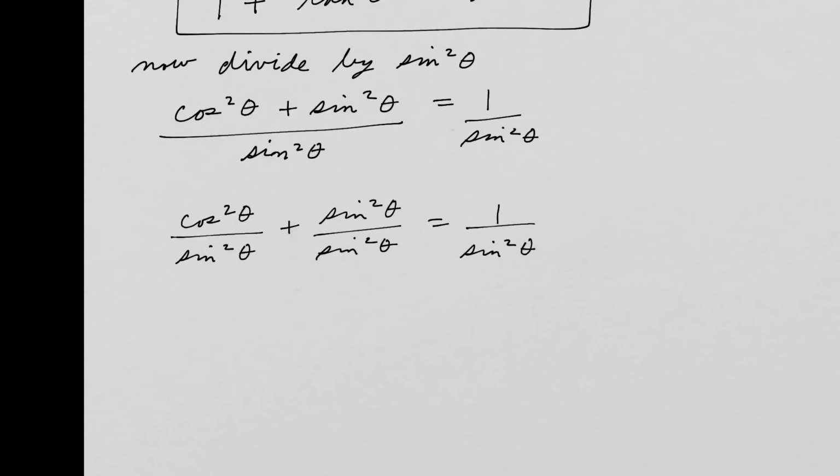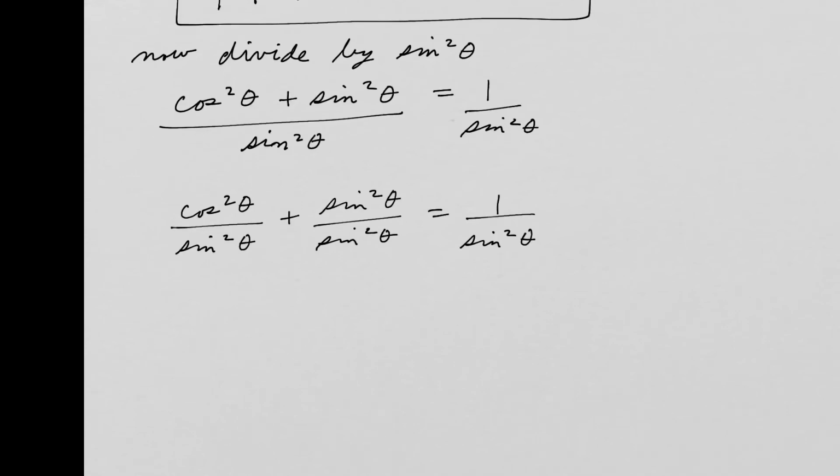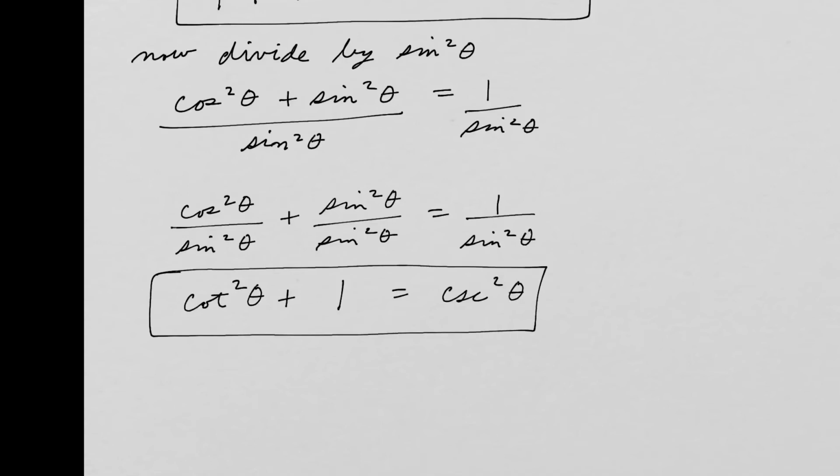But what's cosine over sine? That's cotangent, right? So really this first term is cotangent squared of theta. Sine squared theta over sine squared theta is 1. And remember, 1 over sine is cosecant, so the right-hand side is really cosecant squared of theta. So we have another identity. Again, it's nothing more than starting with the Pythagorean identity and dividing both sides by sine squared. So all of these are really related to the Pythagorean identity. And sometimes they come in handy.